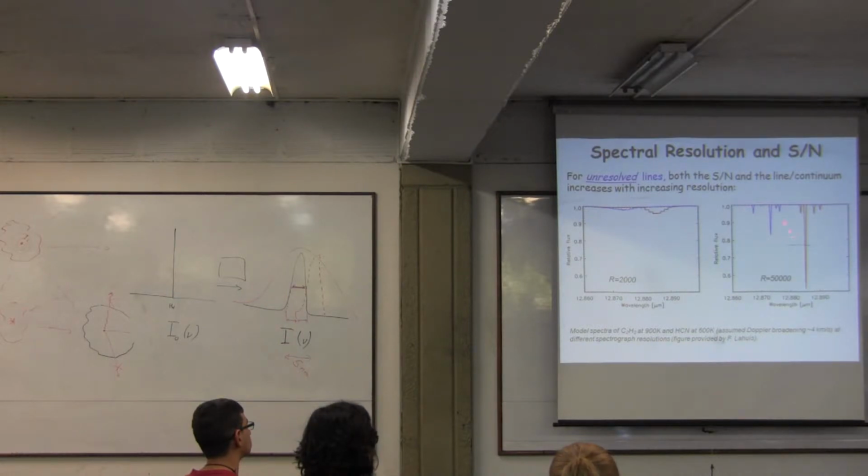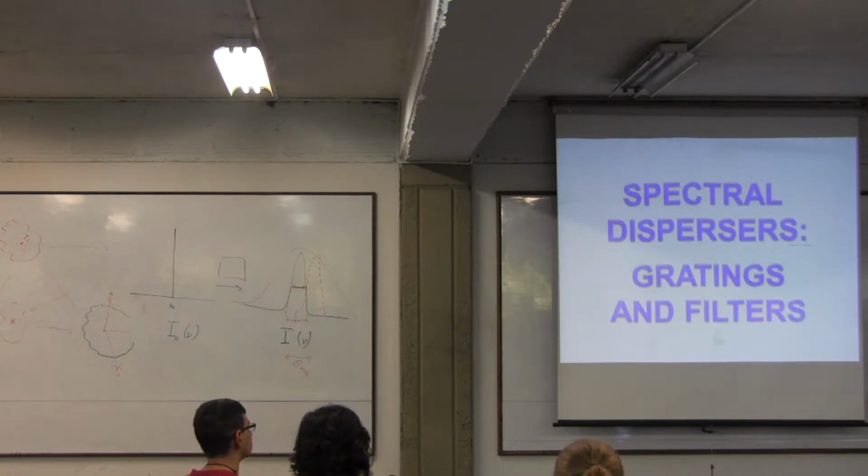And this is, of course, the reason why many people prefer high-resolution spectrographs, but they are not for free, like big telescopes are not for free. So let's look first at some of the elements that we need for the spectrum.